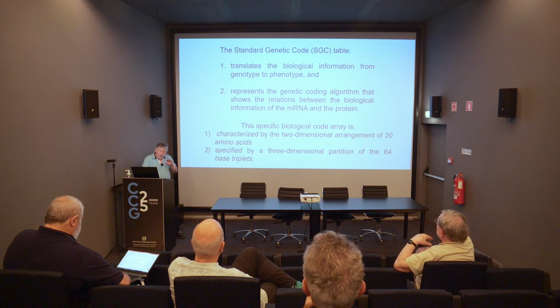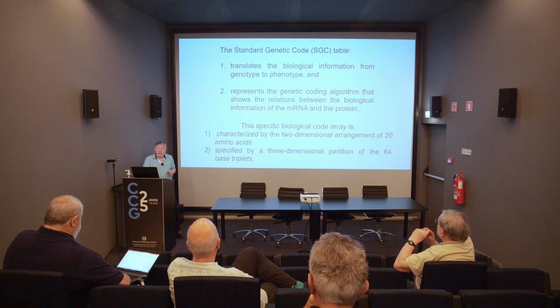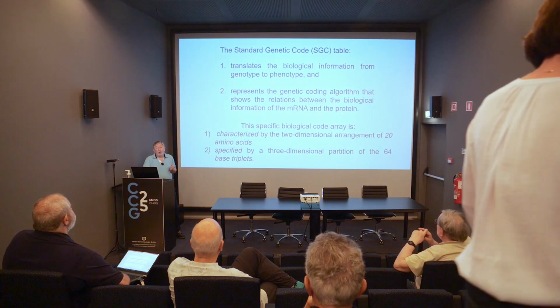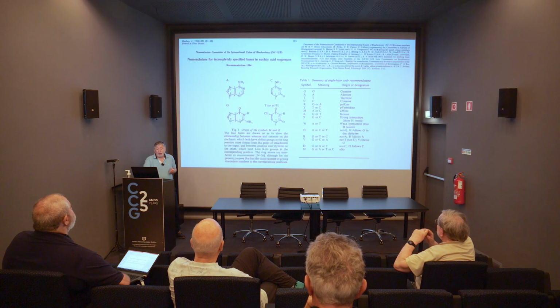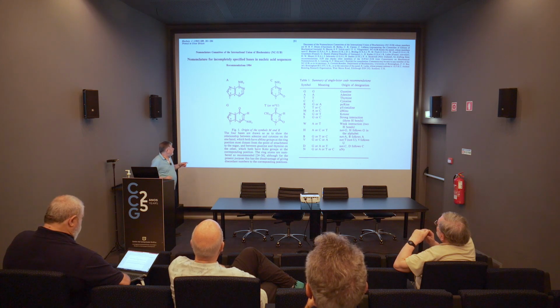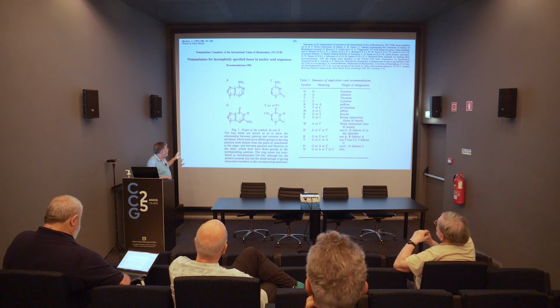Concerning this, we have 2 points. The table itself, the array, is characterized by a two-dimensional arrangement of amino acids. However, those amino acids are specified by a three-dimensional partition of codon triplets. So let's go to the standard nomenclature for amino acids.